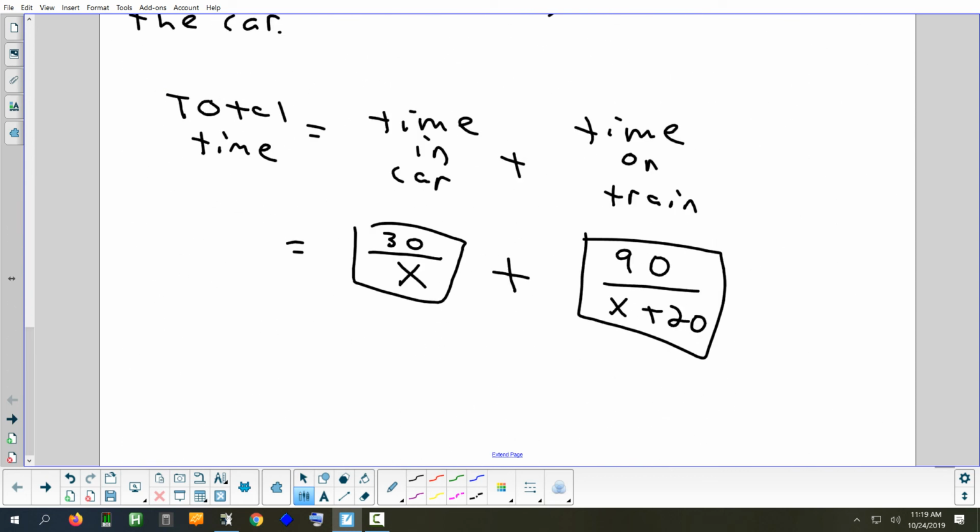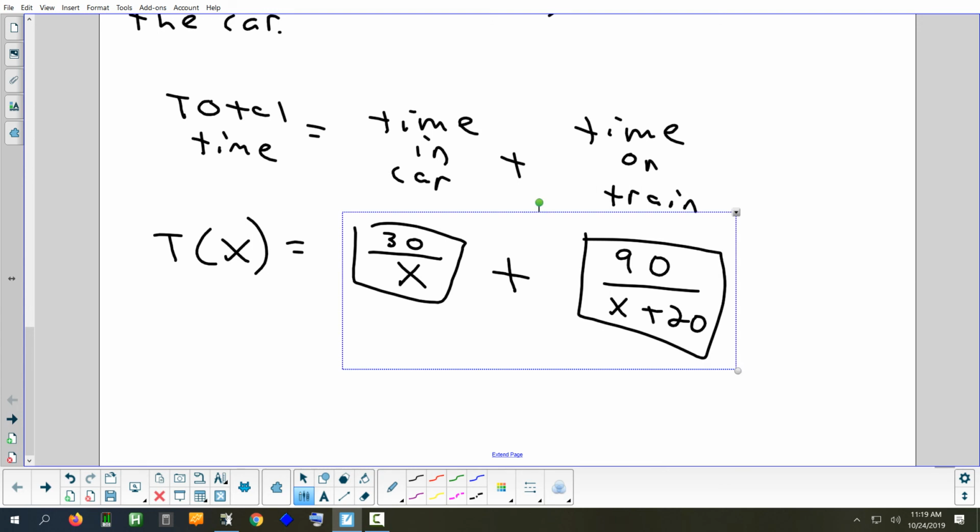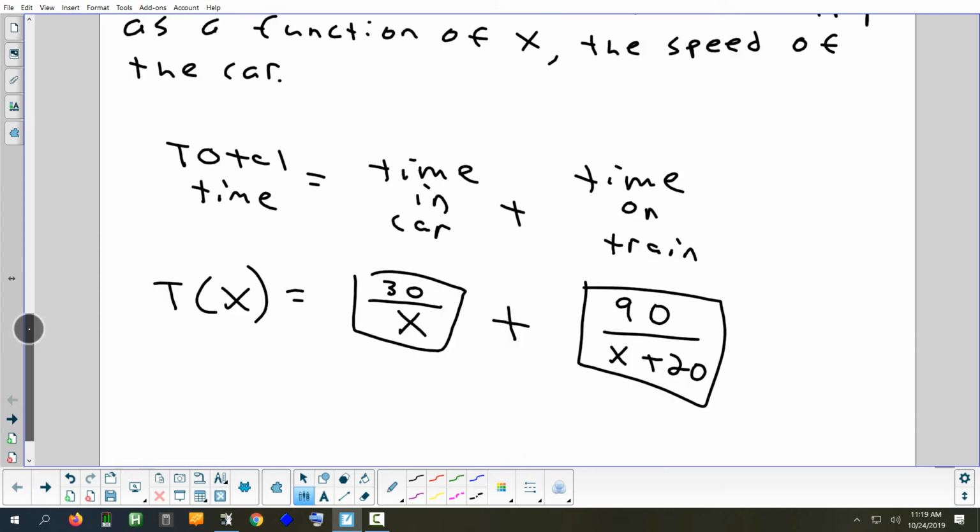So there is a function that will calculate the time it takes to complete this trip based on how fast you go in the car. So all you've got to do is plug in x, solve it, and then you'll know. For this, that's all they wanted. Any questions on that equation?